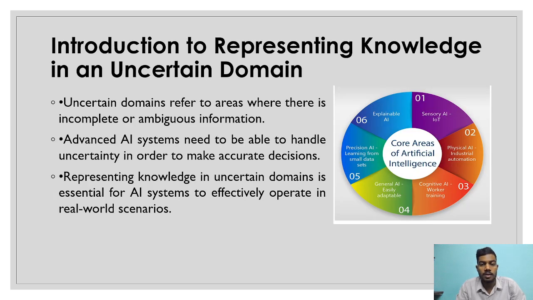Introduction to representing knowledge in an uncertain domain. Uncertain domain refers to areas where there is incomplete or ambiguous information. Advanced AI systems need to be able to handle uncertainty in order to make accurate decisions. Representing knowledge in uncertain domains is essential for AI systems to effectively operate in real-world scenarios.